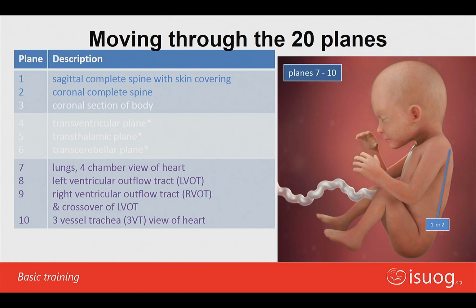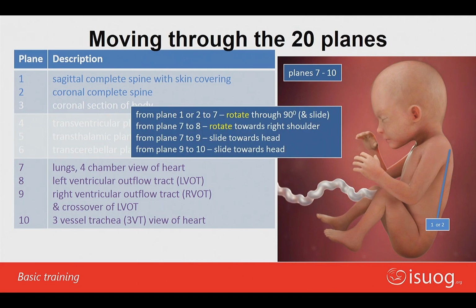It might be coronal, it might be sagittal, longitudinal section of the fetus. Then we're going to look at the chest in cross-section. So what we're going to do is rotate from that first or second plane through 90 degrees to get a cross-section of the baby's chest.